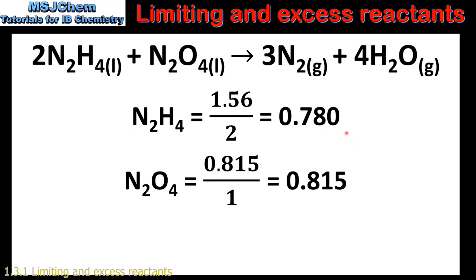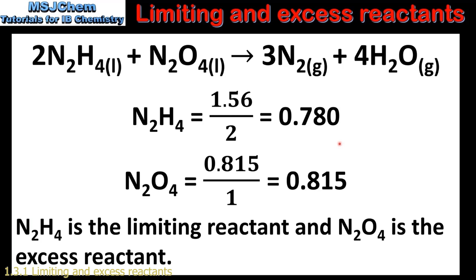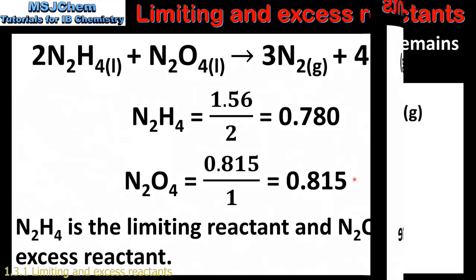Next, we compare these two values to see which one is the lowest. So we can see that the value for the N2H4 is the lowest, therefore it is the limiting reactant. And N2O4 is the excess reactant.